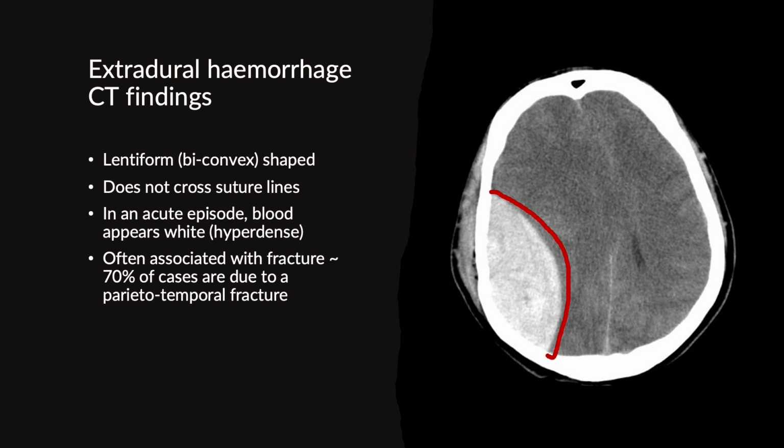In an acute episode, blood will appear white, so hyperdense. It's often associated with a fracture, so 70% of cases are due to a parieto-temporal fracture.